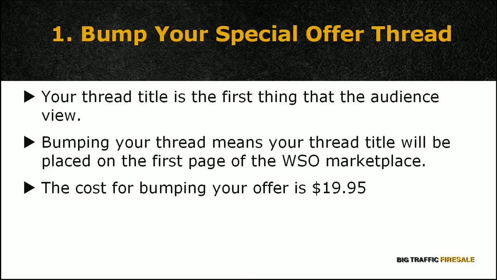The first tip is to bump your special offer thread as often as you can. When members visit the WSO marketplace, your thread title is the first thing that they'll view. Bumping your thread means that your offer title will be placed on the first page of the WSO marketplace. Usually, when new offers come in, your offer will be pushed further behind if you choose not to bump it. The cost for bumping your offer is usually $19.95.